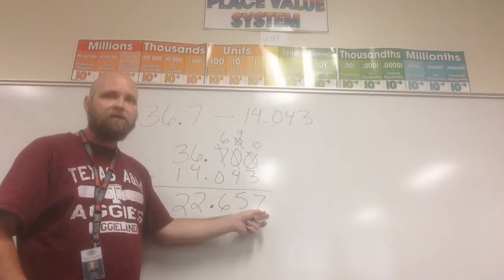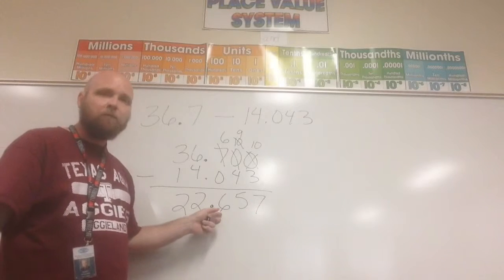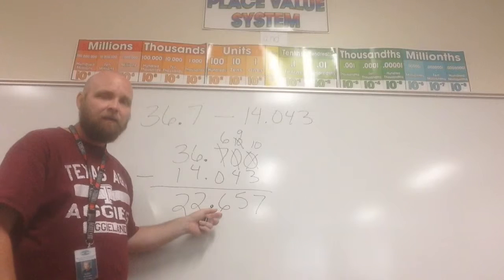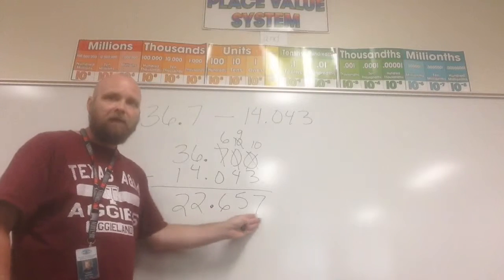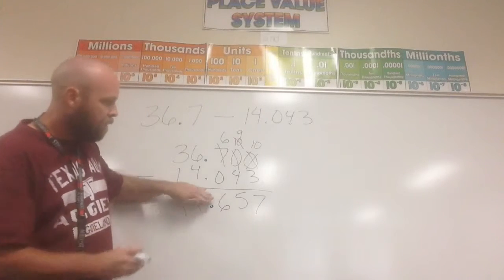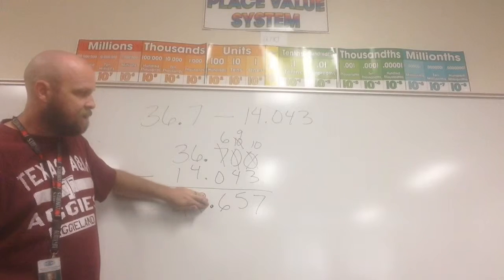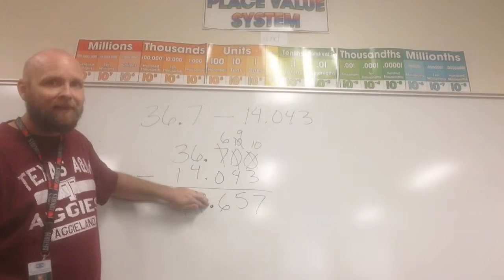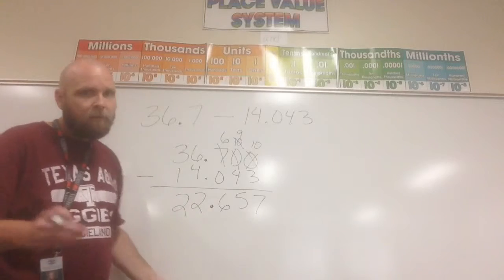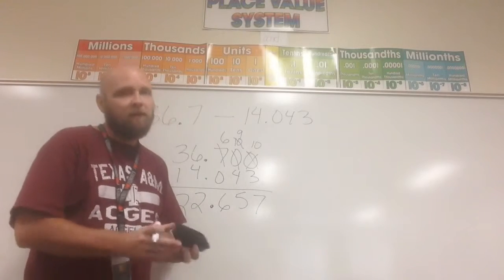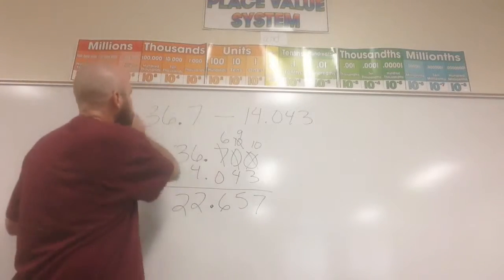657 thousandths. Whenever we have the decimal point, we say the word and. And that signifies everything behind it is less than 1. If I had this, that's 657 thousandths. That's less than 1. Let's look at a couple more examples, and then I'm going to give you some to try on your own.